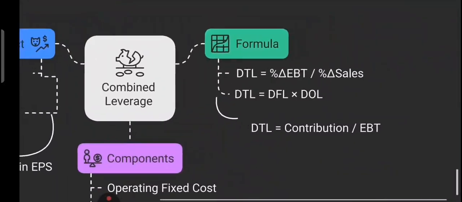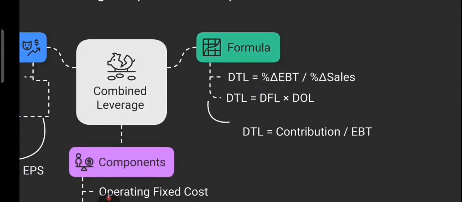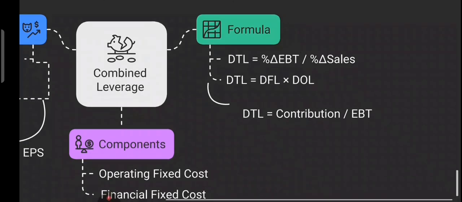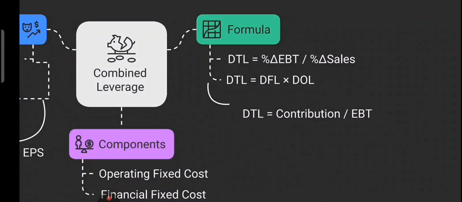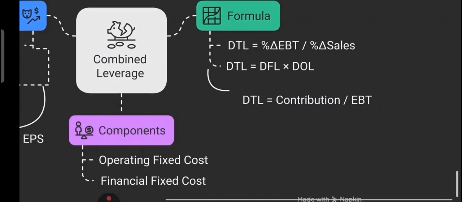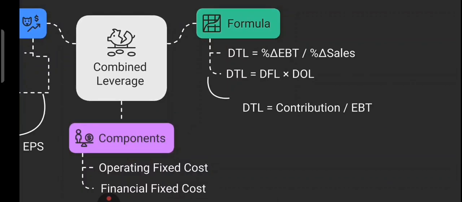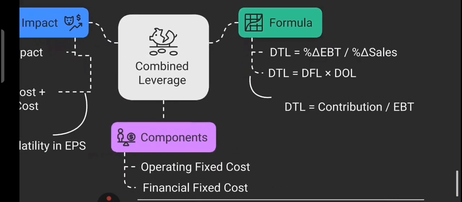Now, have a look at the formula. Right, there are three ways to calculate DTL. First of all, percentage change in EBIT upon percentage change in sales. This is the first formula. Second formula is either you calculate DFL individually, DOL individually, and multiply both of them. And the third thing you can do, DFL is EBIT upon EBT, DOL is contribution upon EBIT. So EBIT will get cancelled, it will be contribution upon EBT. So there are three formulas which you can use to compute DTL.